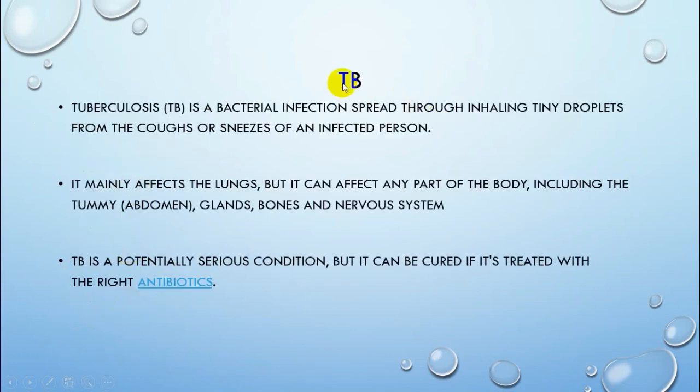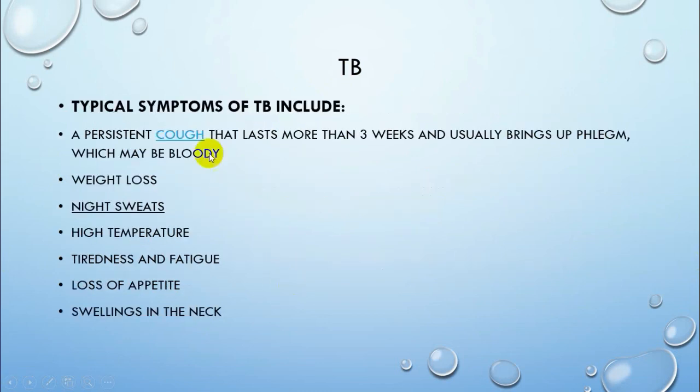The next disease is tuberculosis. Tuberculosis, abbreviated as TB, is a bacterial infection. It can be cured with antibiotics, and it affects the lungs, and sometimes it can affect other parts like the tummy, which is the abdomen, and glands, bones and the nervous system as well. It's transmitted from one person to another with the help of droplets from the coughing and sneezing of an infected person.